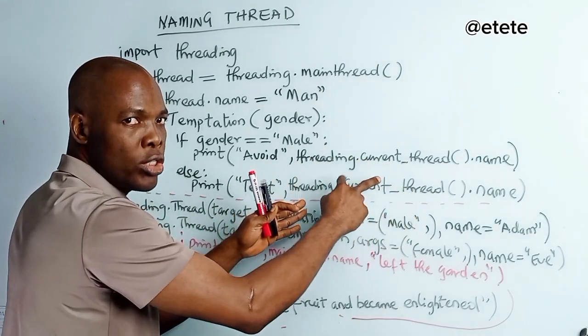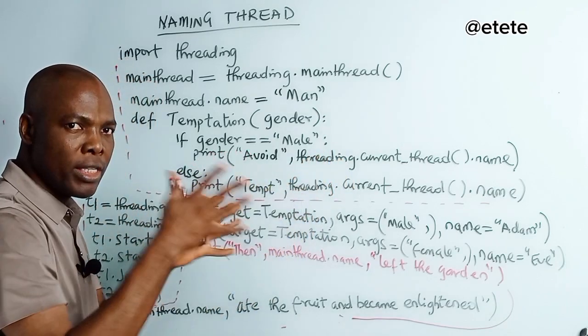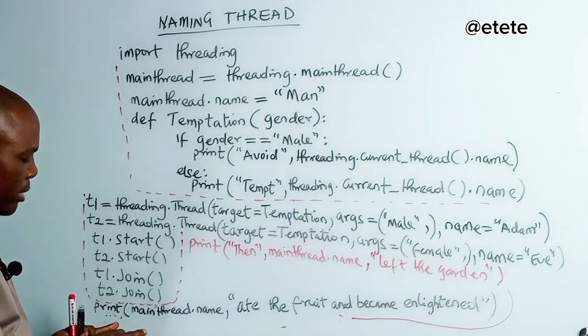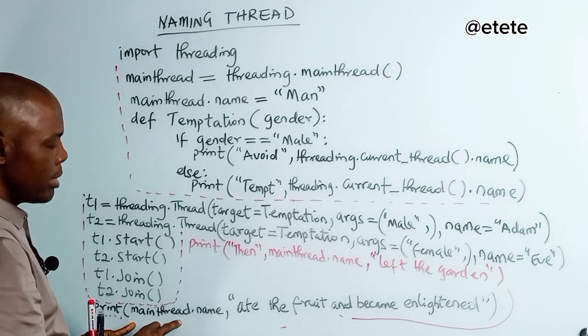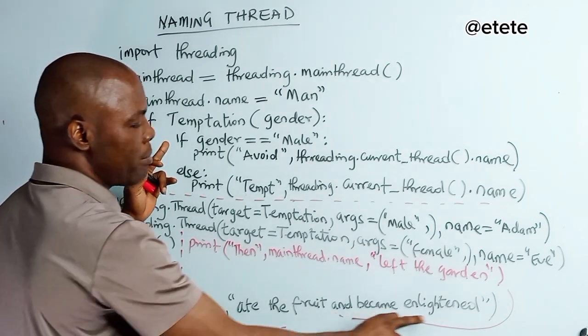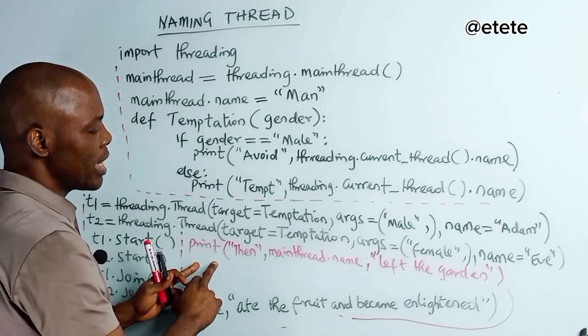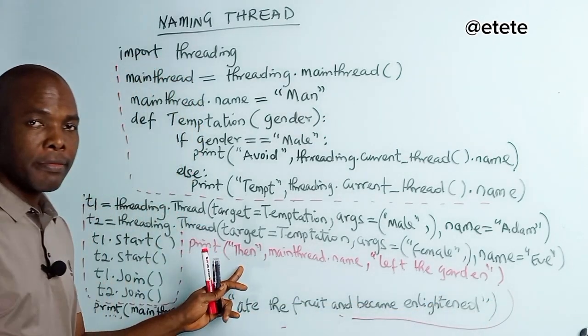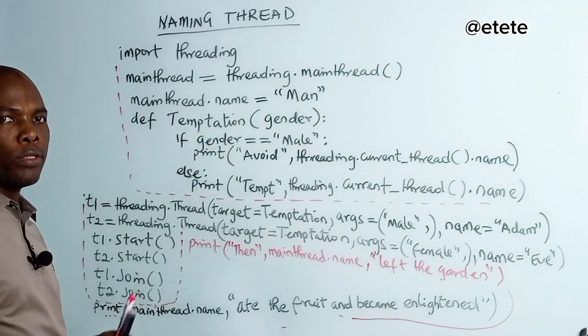Now, once that is done, both have done their job concurrently. Once this is done, it will now come back to this place and it will print man ate the fruit and became enlightened. Then it will print this last one. Then man left the garden. That is what I wanted to show.